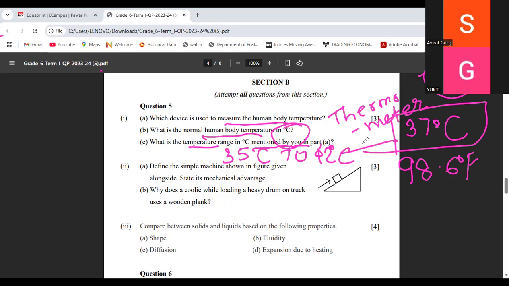One second. Correct. So 35 degrees Celsius to 42 degrees Celsius. Here the unit is very important, okay? So here you get your 3 marks. Next question.